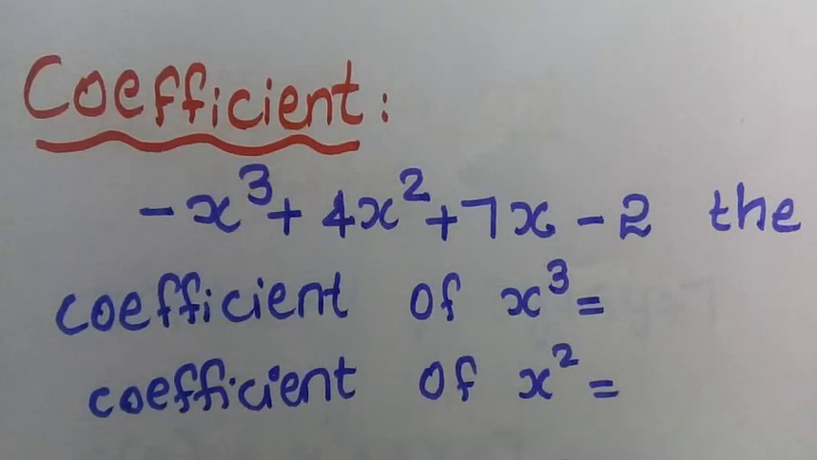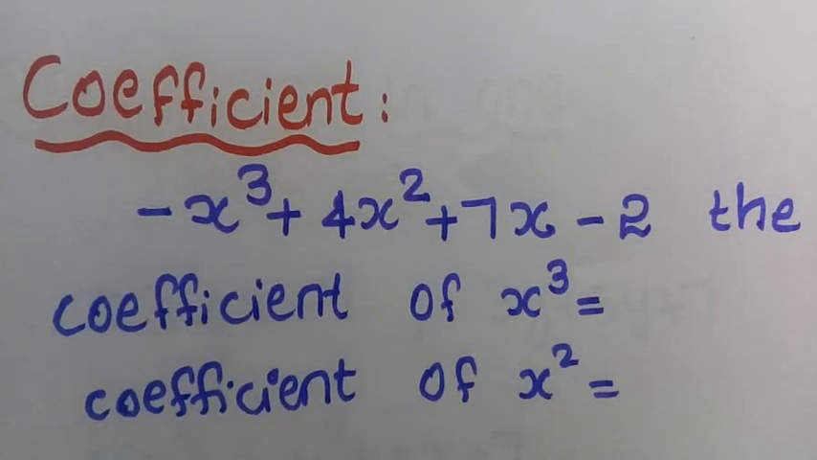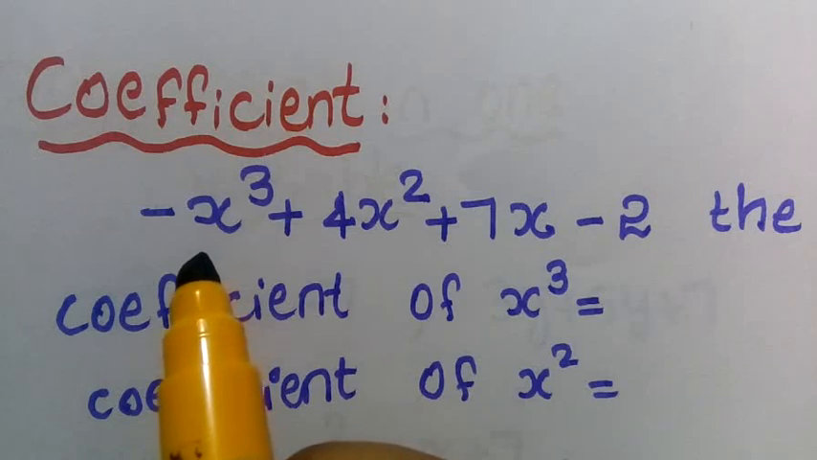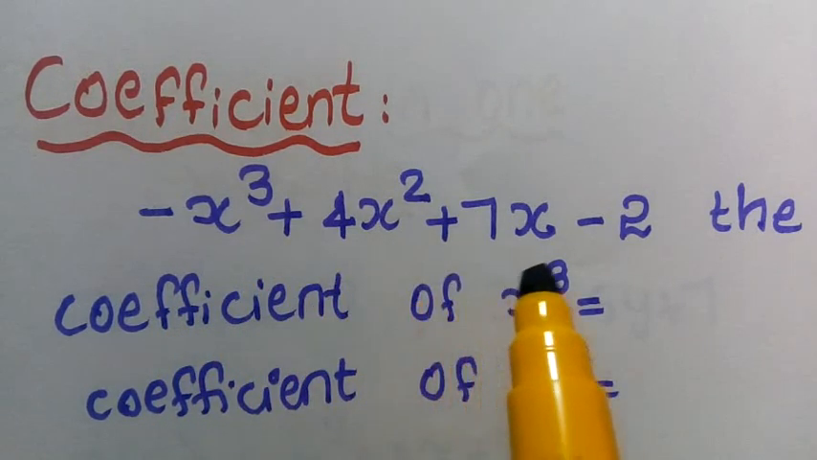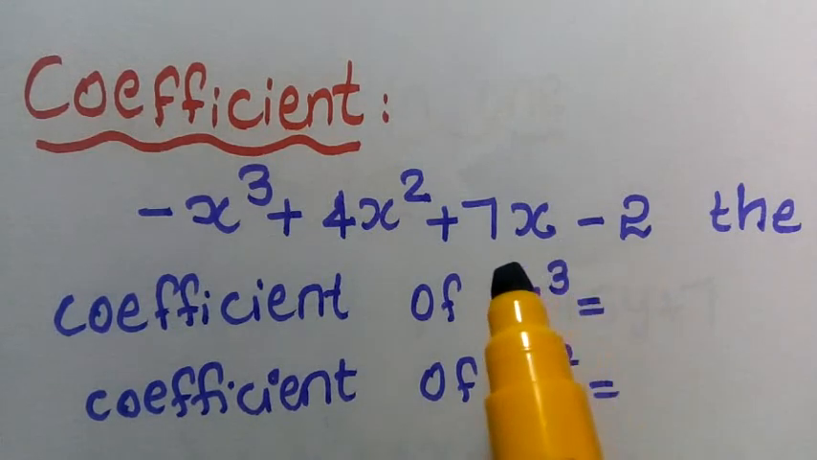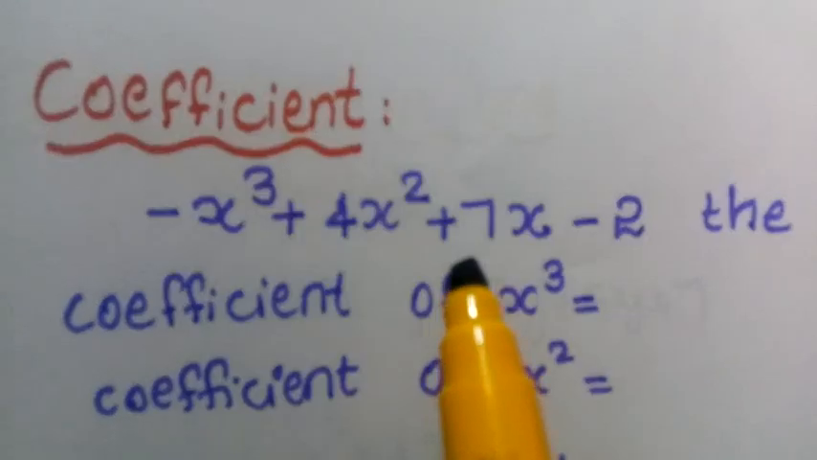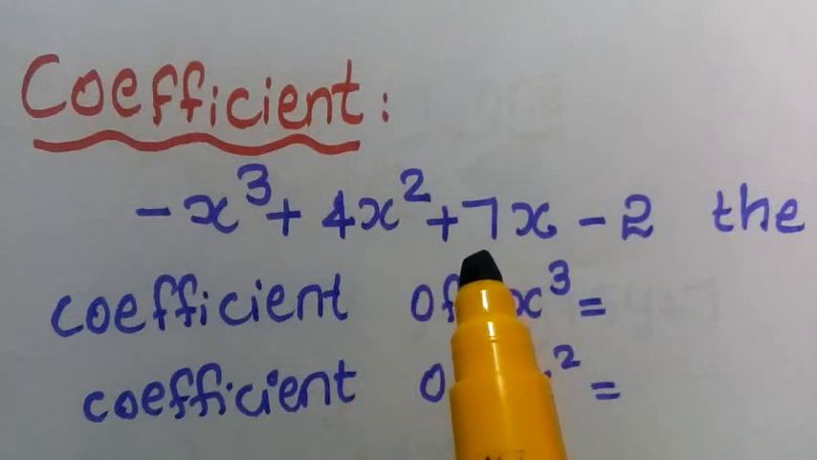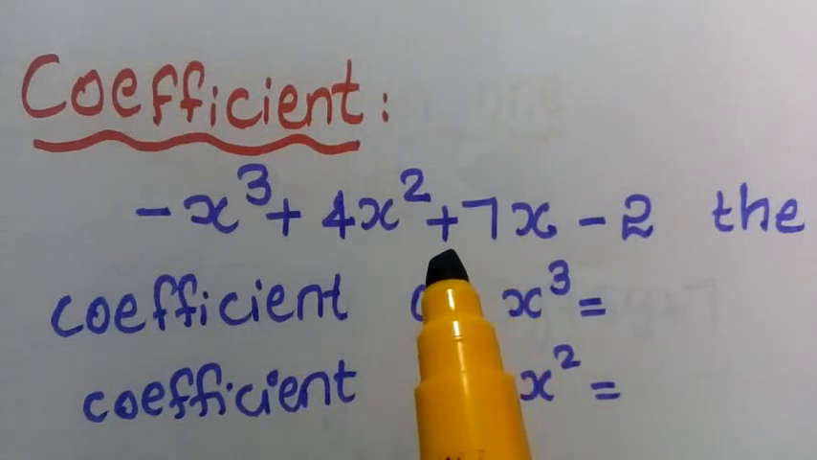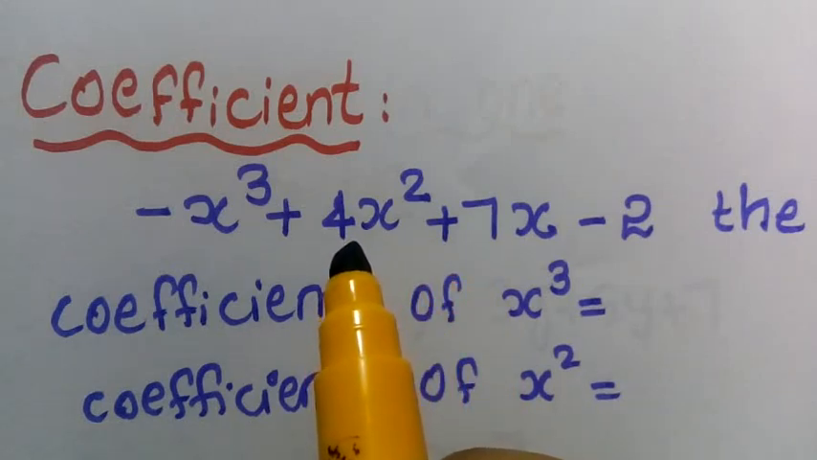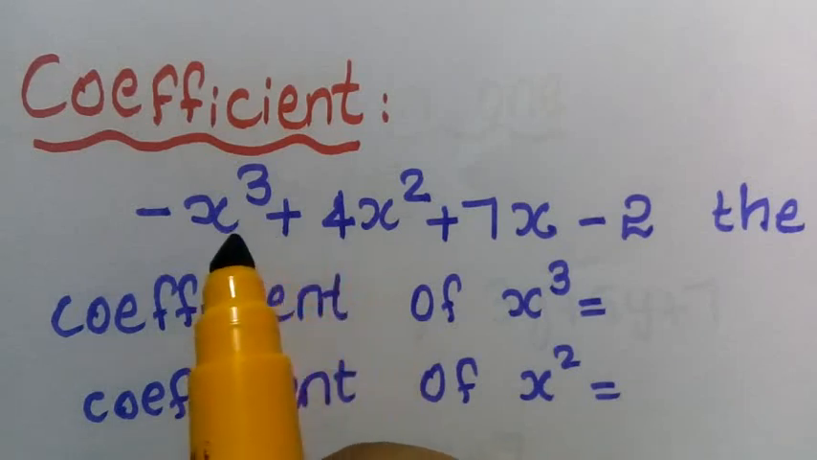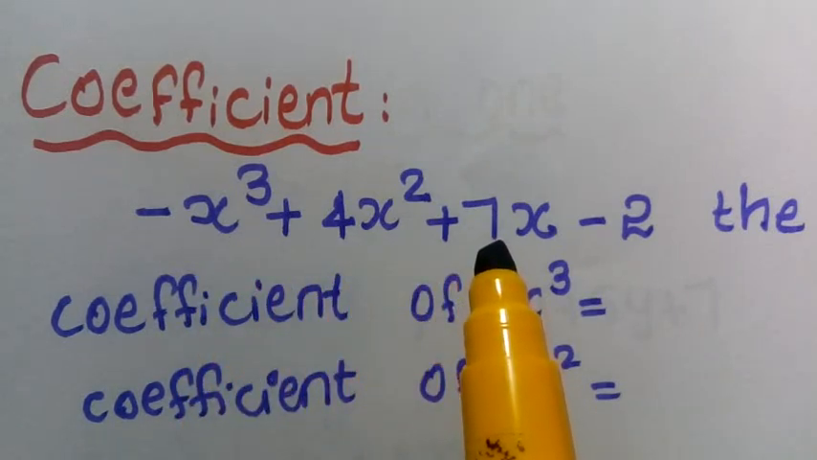Next, coefficient. Each term of a polynomial has a coefficient. Here we have an expression. In the expression, minus x cube plus 4x square plus 7x minus 2, how many terms are there? There are 4 terms. All the 4 terms have their coefficients. The number near to the variable is called its coefficient. Let us check the coefficient of each term in this expression.